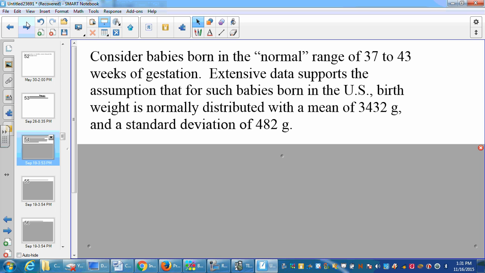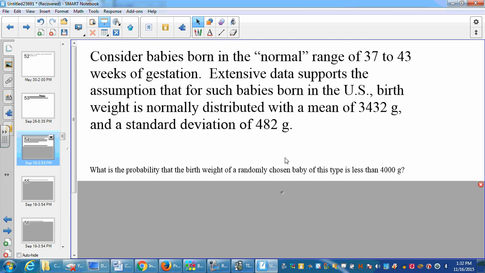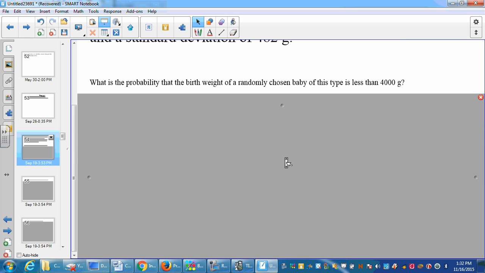For instance, let's do an example. Consider babies born in the normal range from 37 to 43 weeks of gestation. They've seen that their weights are normally distributed with a mean of 3,432 and a standard deviation of 482. So we want to find, first off, the probability that the weight is less than 4,000 grams.